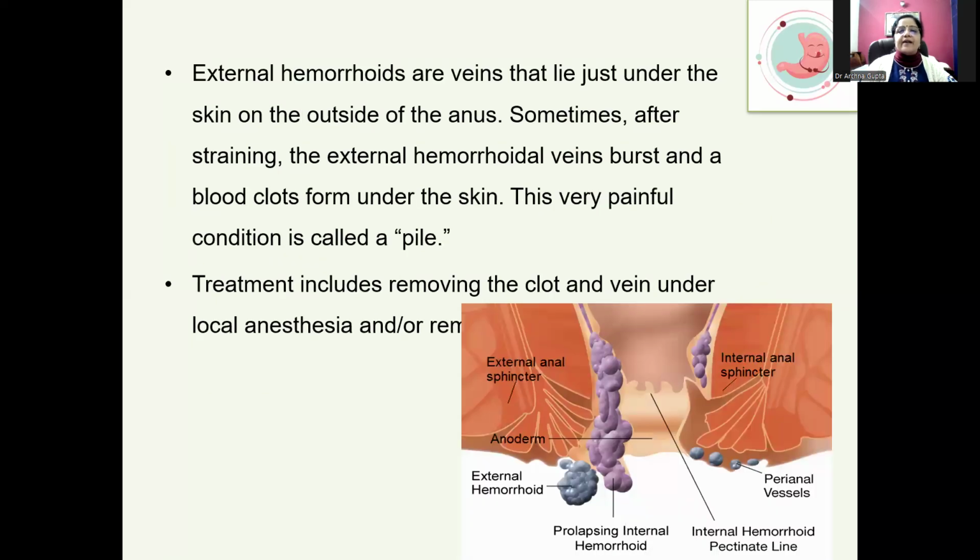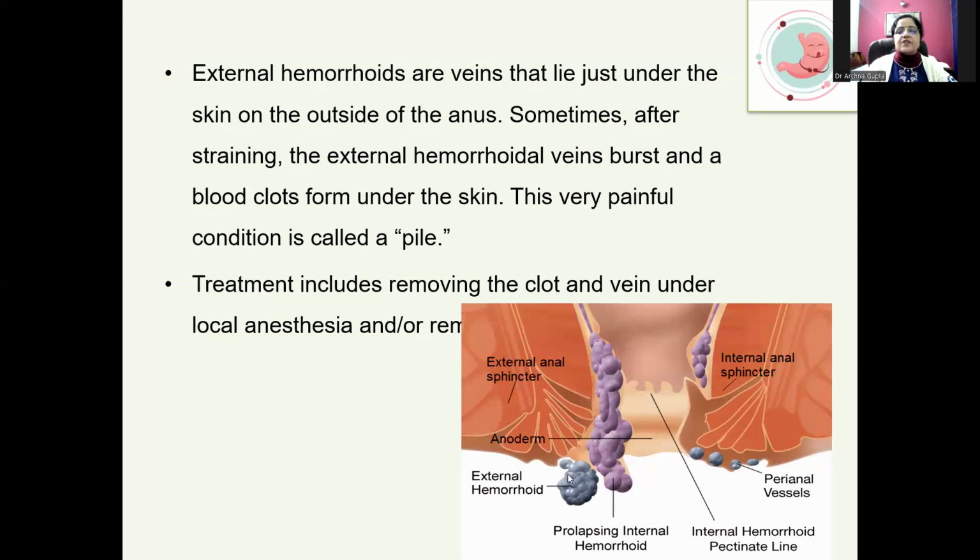External hemorrhoids are veins that lie just under the skin on the outside of the anus. Sometimes, after straining, the external hemorrhoidal veins burst and blood clots form under the skin. This very painful condition is called a pile. Treatment includes removing the clot and the vein under local anesthesia and/or removal of that pile.